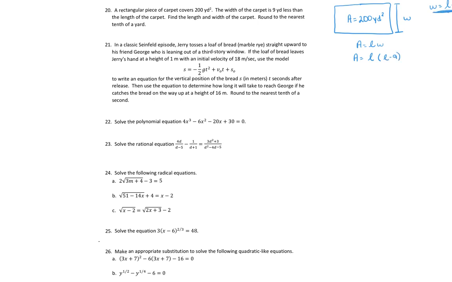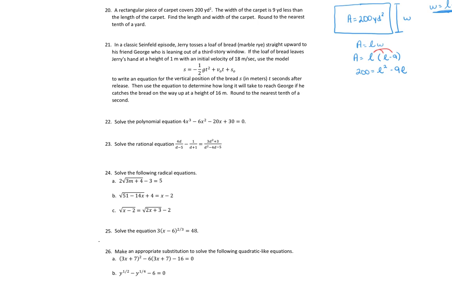Now from this point, we can simply distribute this L into our equation, and we'd be left with the area being 200, something like L squared minus 9L equals 200. Now from here, you have options. You can either factor, complete the square, or solve using the quadratic formula, because you do have a squared term, a single term, and a constant term.